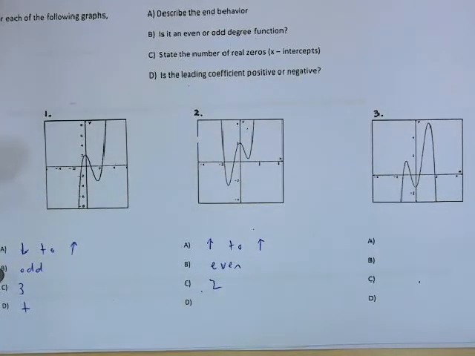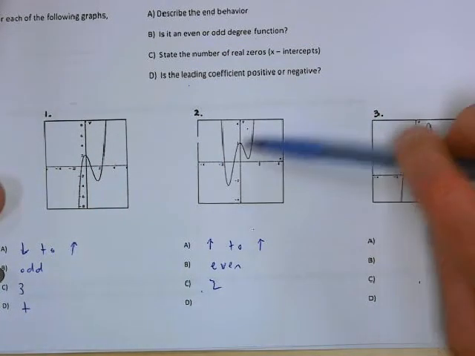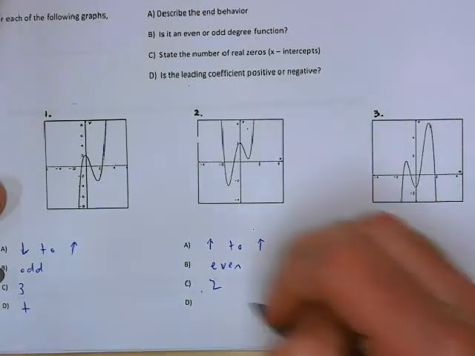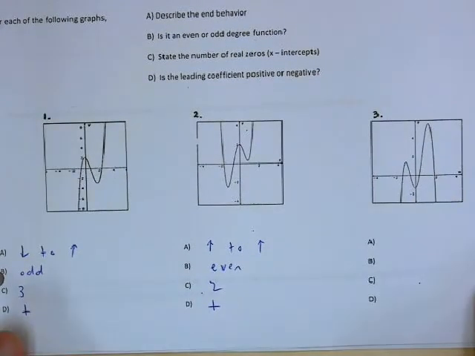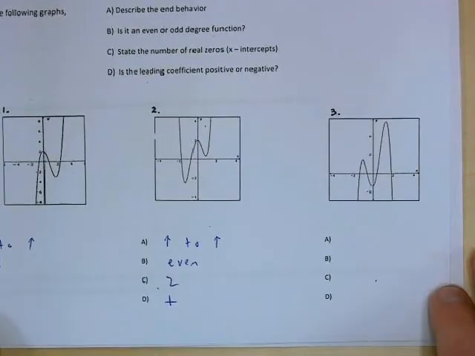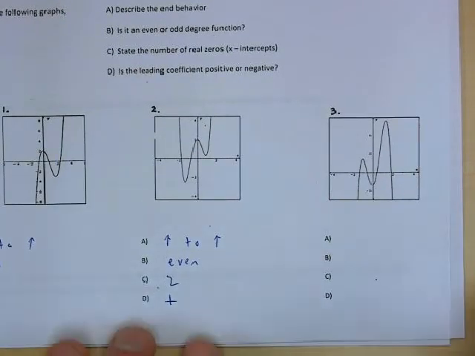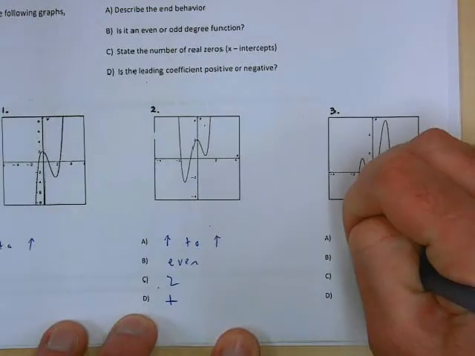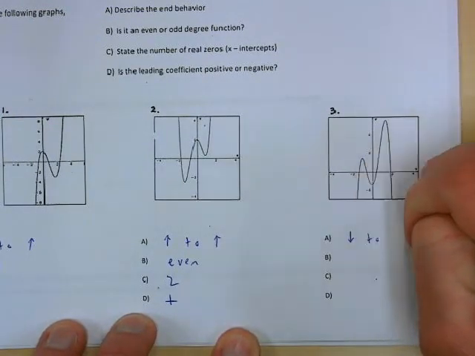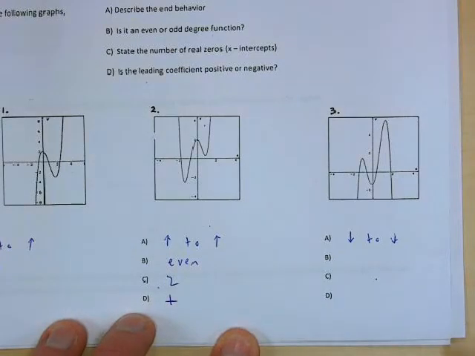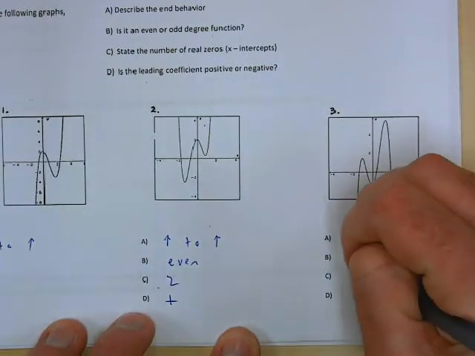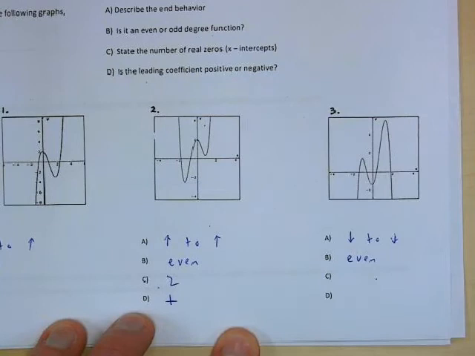And then the last part is the leading coefficient positive or negative. So again, think like a parabola. When does it open up? When the coefficient is positive. Okay. All right, last one. First of all, the end behavior is low to low, because it's going down here and down there. If it is low to low, then it's got to be an even exponent. So again, like a parabola.